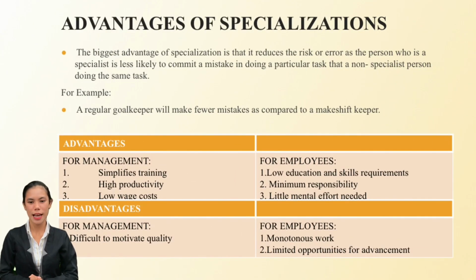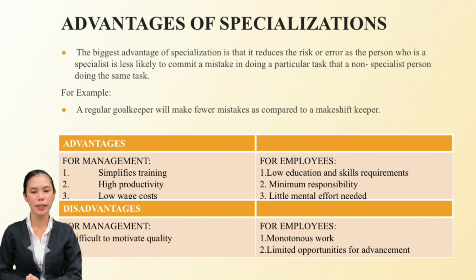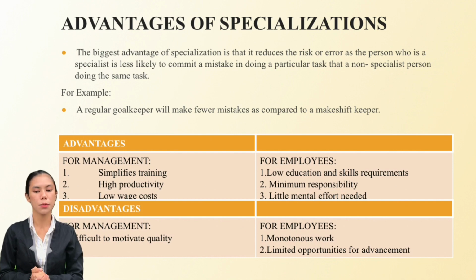Advantages of specialization. The biggest advantage of specialization is that it reduces the risk of error, as the person who specializes is less likely to commit a mistake in doing a particular task than a non-specialized person doing the same task. The advantages for management: first, simplifies training; second, high productivity; third, low wage cost. For employees: first, low education and skills requirements; second, minimum responsibility; and last, little mental effort needed. The disadvantage for management is difficulty to motivate quality; and for employees: first, monotonous work; and last, limited opportunities for advancement.